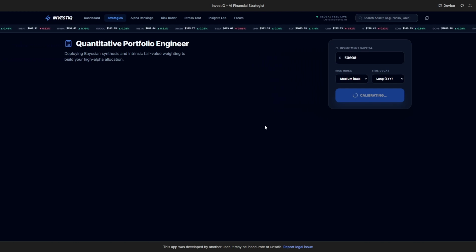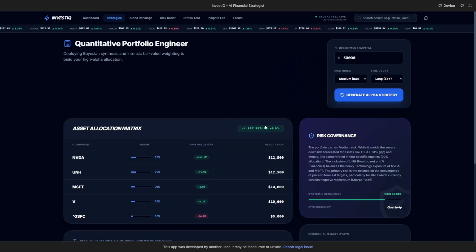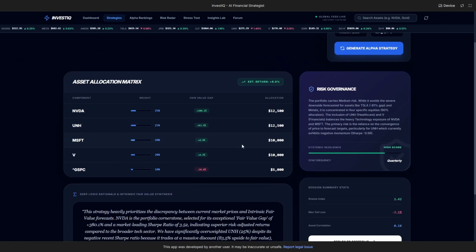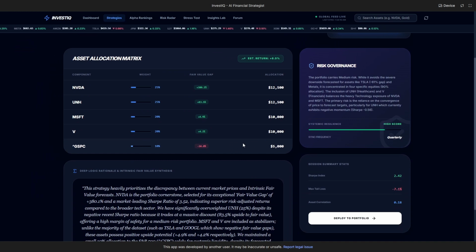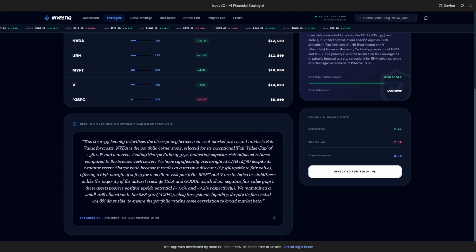So this is being calibrated, and as soon as it's calculated, we can see the allocation that's done by the rank asset model, and it also tells us the risk governance that we can see here. We have the whole rationale explanation that is being put forward and explained to the user, along with some basic market stats that are basically used.